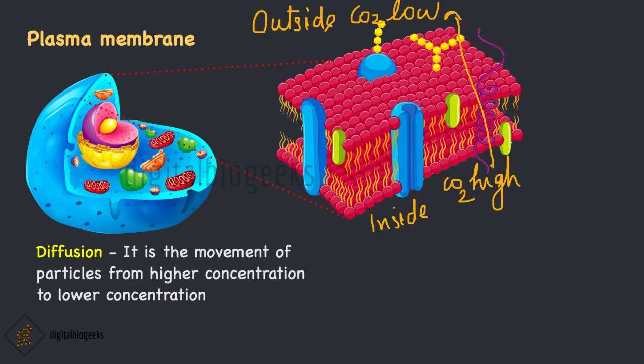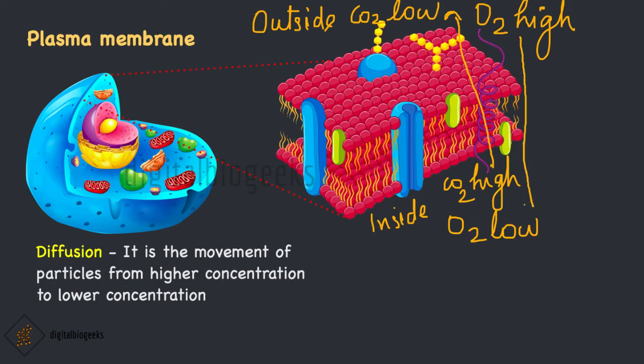Same is the case with oxygen. Oxygen is essential to carry out the functions inside a cell. If the concentration of oxygen is low inside the cell, and if the concentration of oxygen is high outside the cell, then the oxygen will move from a region of higher concentration to low concentration through this plasma membrane. That means oxygen will enter into the cell.